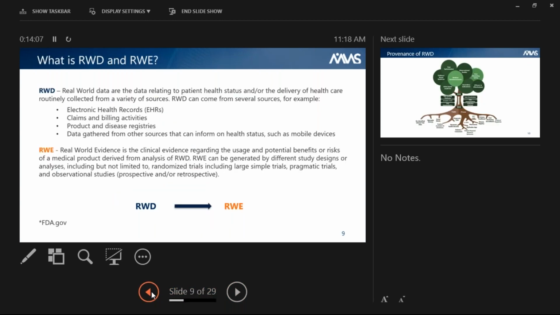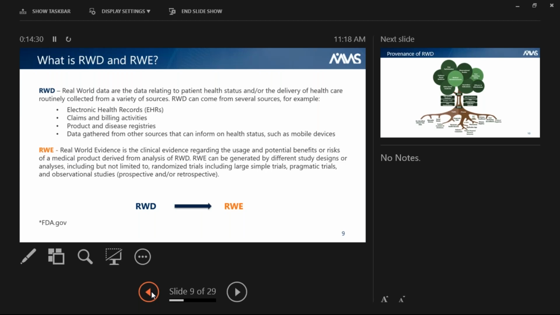Everybody's talking about RWD and RWE. Real-world data is the data generated from patients' health status, data generated while delivering healthcare to the patient. If you think about it, it is all around us, especially in healthcare settings.